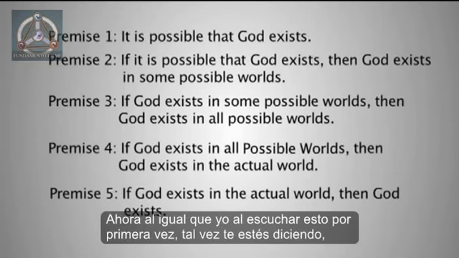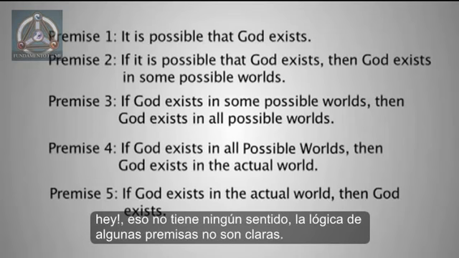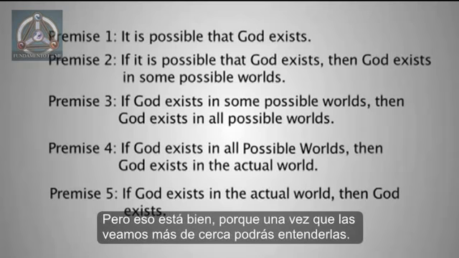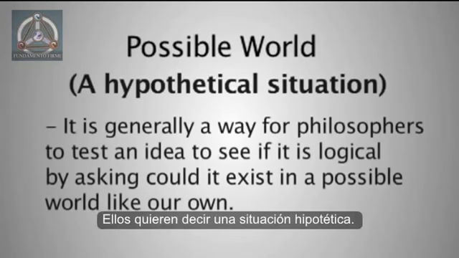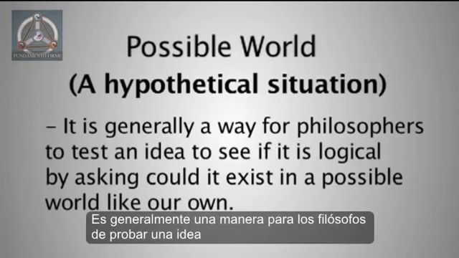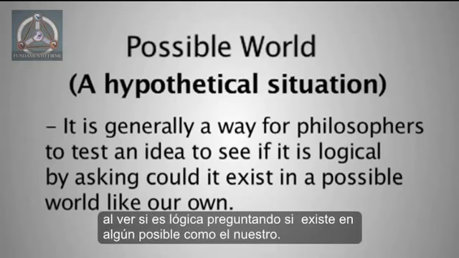Now, if you're like me when you first heard this, you're probably asking, well, wait, that doesn't make any sense. The logic of some of those premises doesn't add up. That's okay, because we're going to look at it closer so you can understand it. First, you should understand that when philosophers say a possible world, they mean a hypothetical situation. It is generally a way for philosophers to test an idea to see if it's logical by asking, could it exist in a possible world like ours?